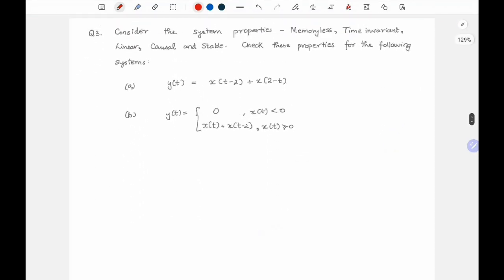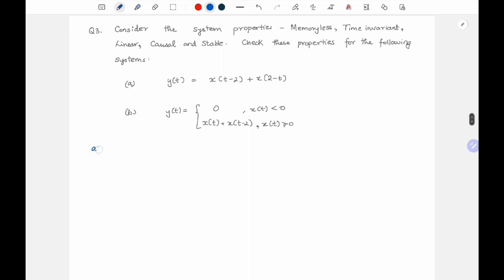Question number 3. Consider the system properties. So we saw these properties, right? Memoryless, time invariant, linear, causal, and stable. Check these properties for the following systems. Okay, so what is the first system? y of t is equal to x of t minus 2 plus x of 2 minus t.